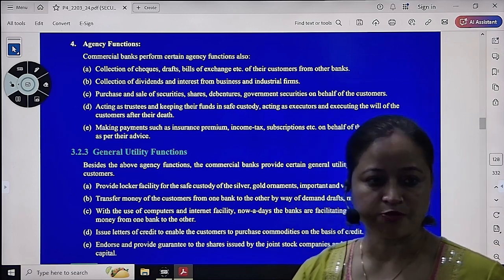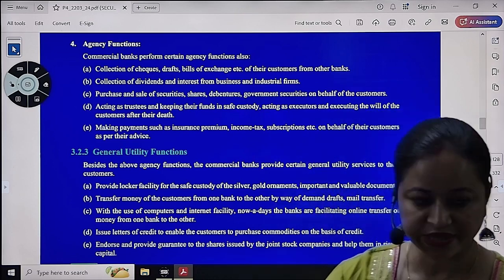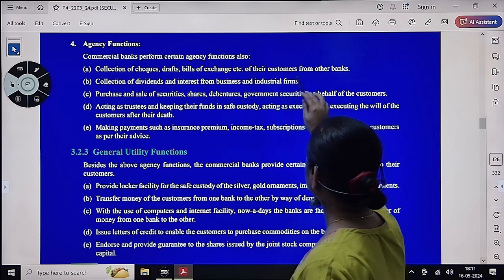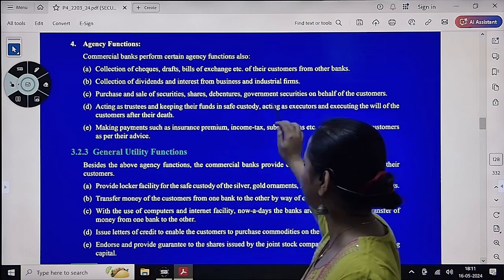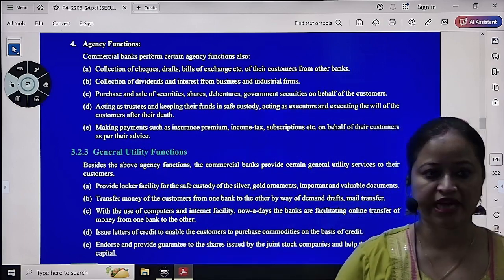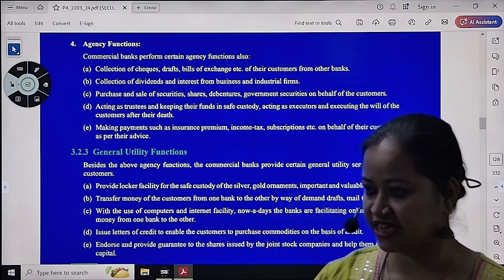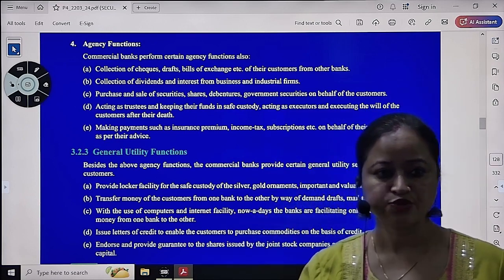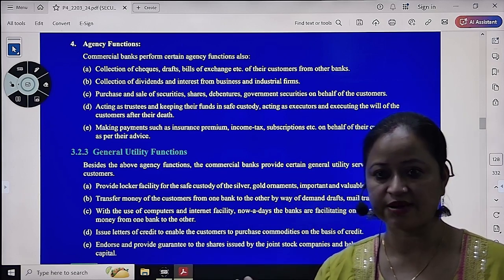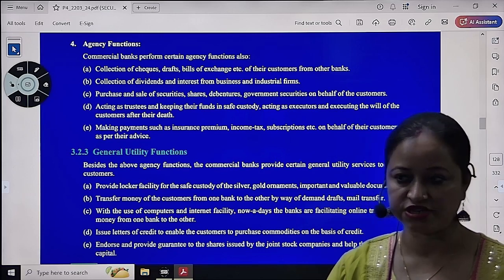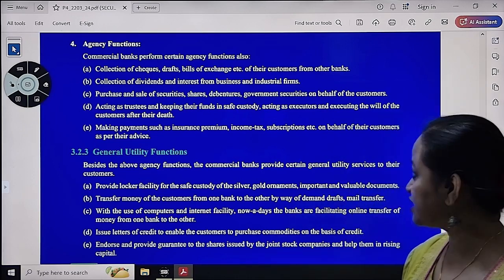So here commercial banks collect bills of exchange, checks, and drafts on behalf of the customers. The next one is collection of dividends and interest from business and individual firms. If a customer has a bank account and has invested money in shares of any company, that company gives dividends to the shareholders every year, and that dividend will be directly deposited into the bank account. So that is the second point.